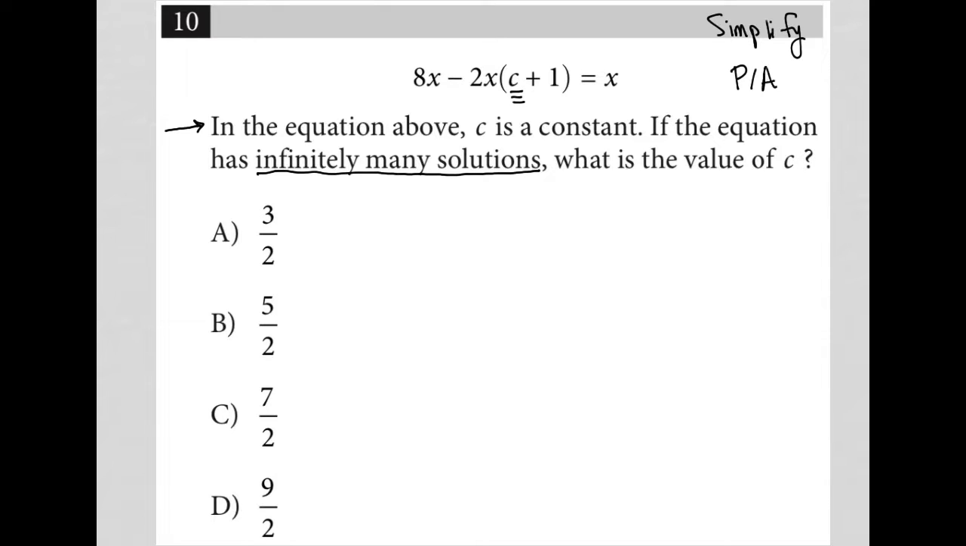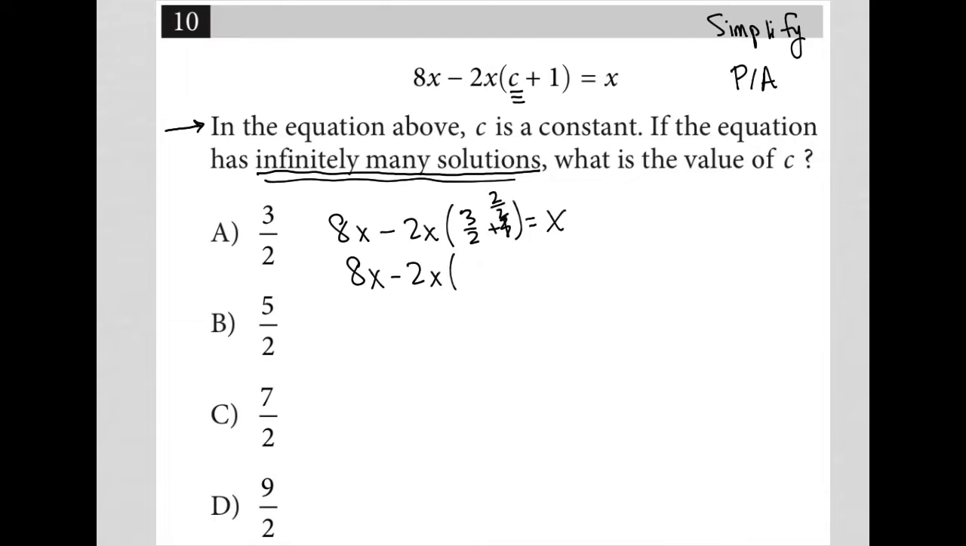So knowing that is helpful because I could use a strategy here where I just plug in answers. So I'm going to start plugging in answers. And what that means is for choice A, for instance, I'm going to just say, well, what would happen if C were 3/2? Would I get the situation where both sides of the equal sign are exactly the same? So I'm going to continue simplifying this. So 8x minus 2x, 3/2 plus 1/2, plus 1. 1 can be written as 2 over 2, so I have common denominator. So this becomes 5/2 equals x, 8x minus, then this gets multiplied into here, which would become, the 2's will cancel out. I'd have 5x, 8x minus 5x equals x.